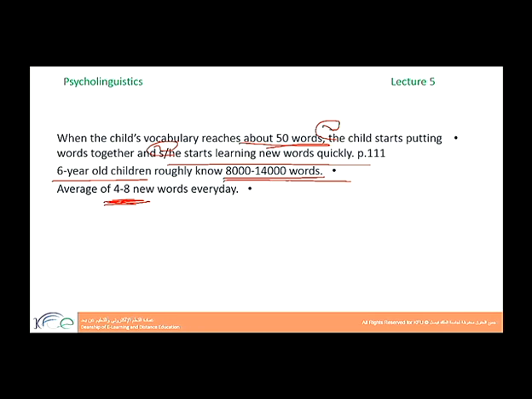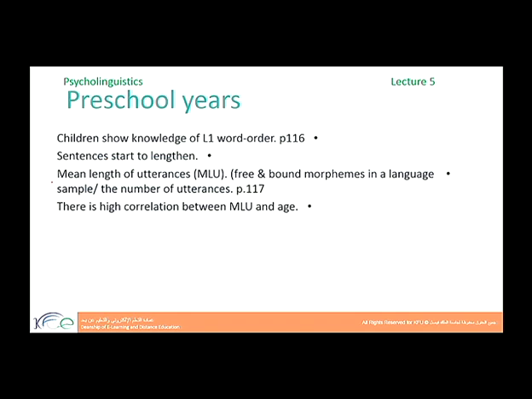And remember, we're talking about 6 years, so no schooling yet, because children acquire language implicitly. Remember, implicitly. Knowledge of lexicon, as we said in lecture number 1, knowledge of words, is implicit. It's not explicit. Now, preschool years. Children show knowledge of first language word order. We've talked about that. And then the sentences start to lengthen, to get longer and longer.